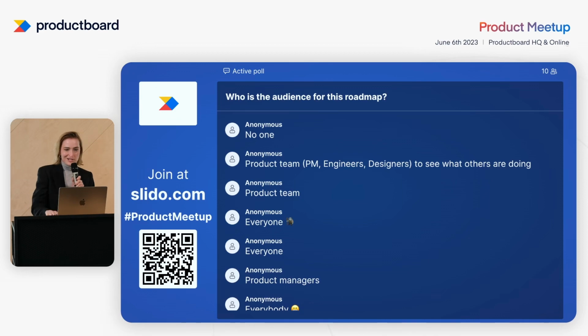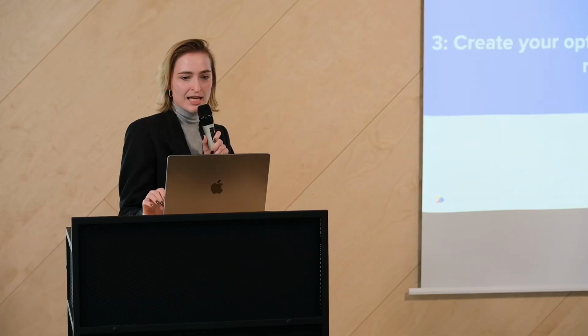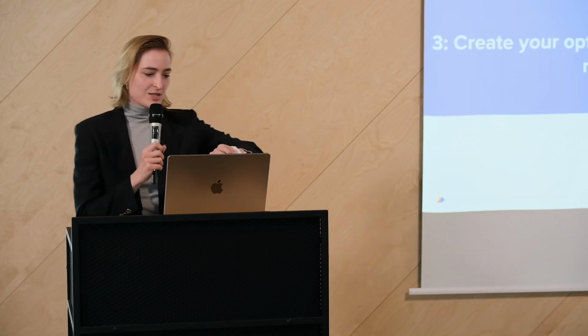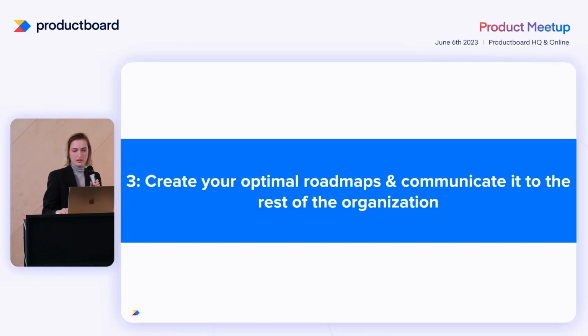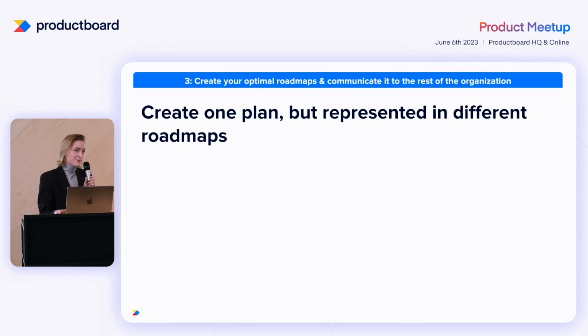I have a better example further on of how such a roadmap could look. So then we get to step 3, which is to create your optimal roadmaps and communicate them to the rest of the organization. I have a few tips. Some of them I've learned the hard way.